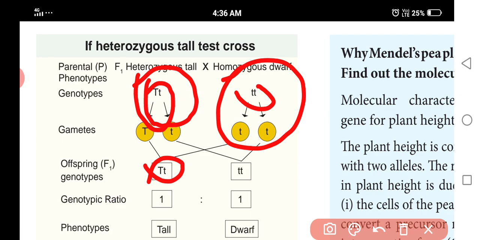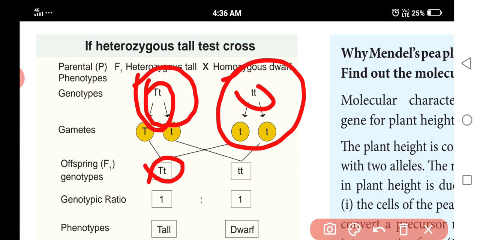Okay, the unknown genotype is capital T, small t, crossed with small t. So 50% of the offsprings could be tall and 50% dwarf. So we will conclude that 50% of offsprings could be tall, 50% dwarf, 1:1. So the test cross ratio is 1:1.